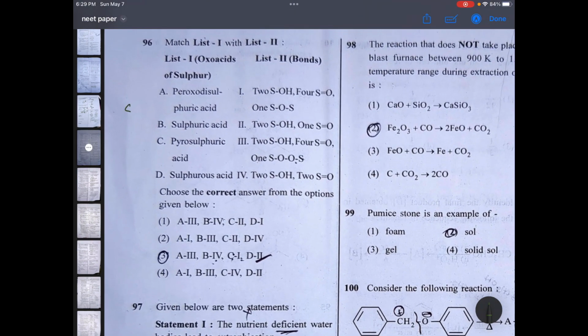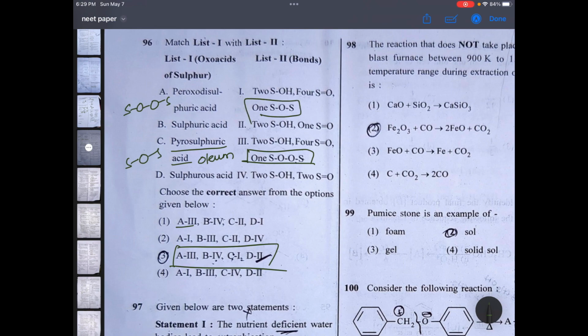Peroxodisulfuric acid contains SOOS. So she did the right answer here. 1 SOS bond. So A3 option, either this or this. Then B4 is same. C2 you see, sulfuric acid is done. Pyrosulfuric acid is nothing but oleum. Oleum contains SOS linkage. So this is the right option. Very good answer, baby.